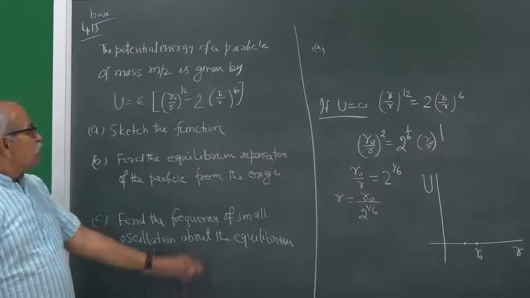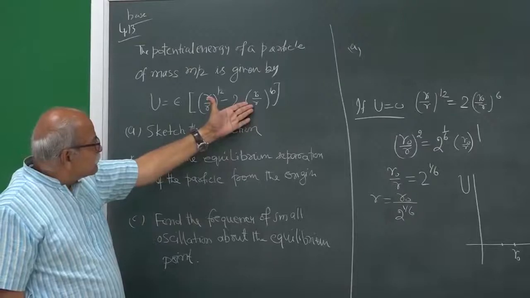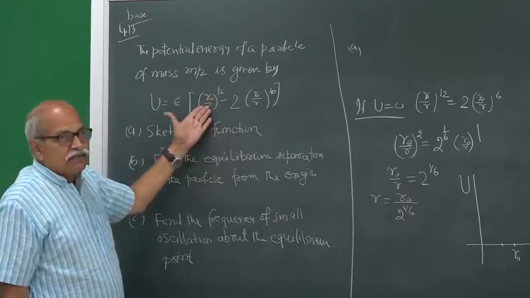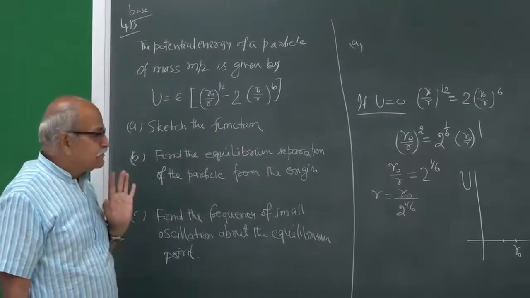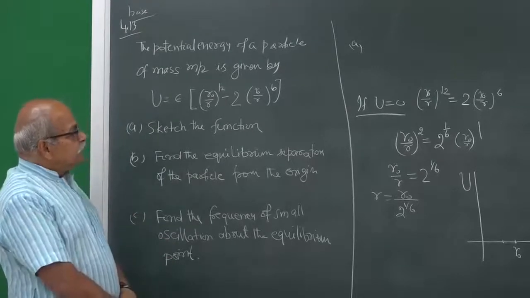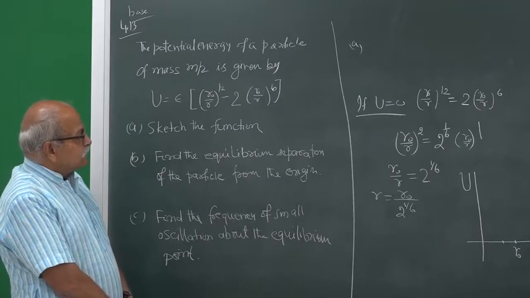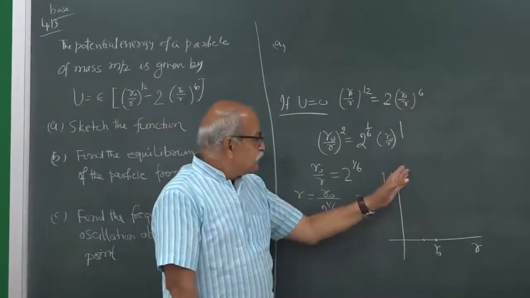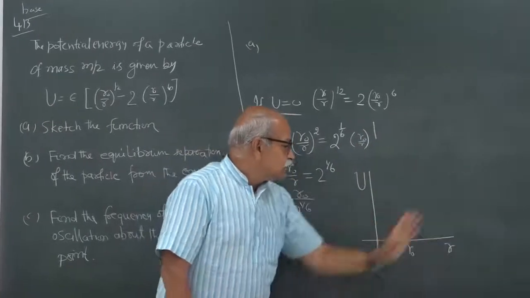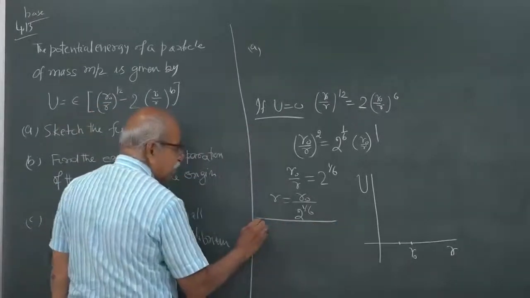Then what happens if r is very large? If r goes to very large values, this is going to 0, and this is also going to 0. So, ultimately it has to go to 0. That is another piece of information. Now, where are the maxima and minima? We have the information that for small r it is very large, for large r it is going to 0, and then in between what happens? For that, let us look for the maxima and minima.